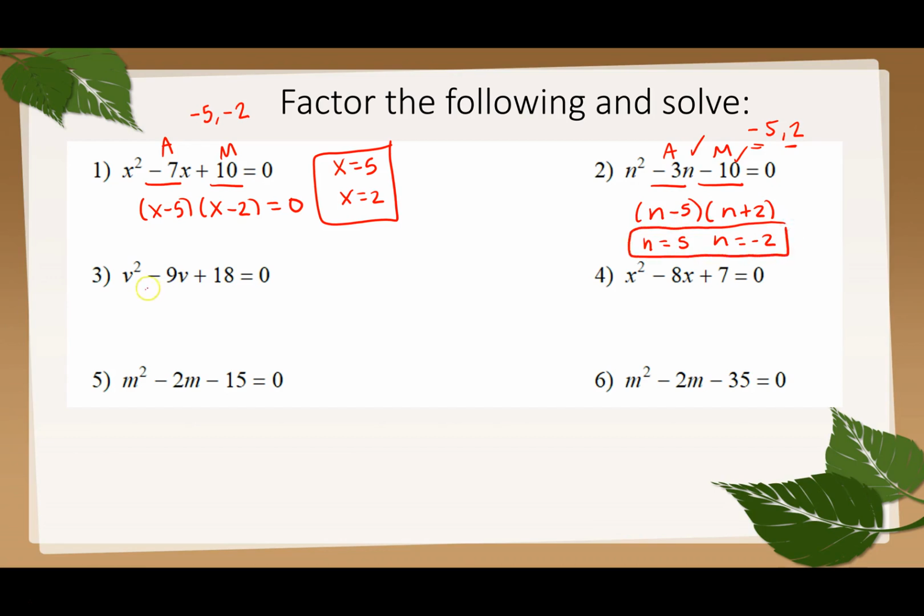All right. What adds to -9 and multiplies to 18? I would go with a -6 and a -3, right? -6 plus -3 is -9. -6 times -3 is a positive 18. So this will be v minus 6 times v minus 3 equals 0. So my answers will be v equals a positive 6 and v equals a positive 3.